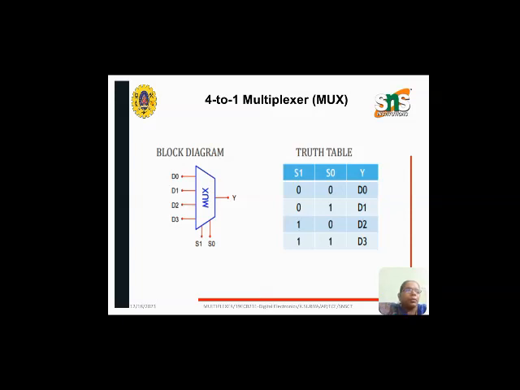So if S1, S0 is 0, 0, D0 input will be selected. 0, 1 means D1 will be selected. 1, 0 means D2 will be selected. And 1, 1 means D3 will be selected. So this is how a 4:1 multiplexer will work.